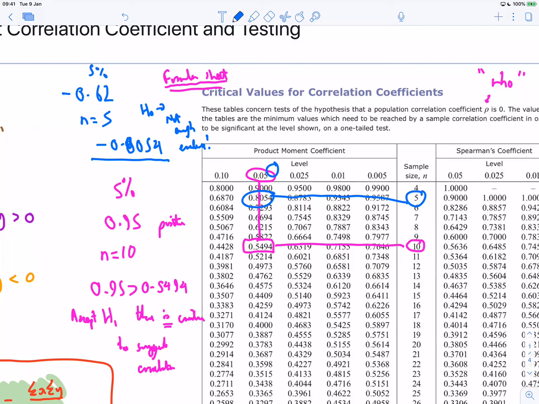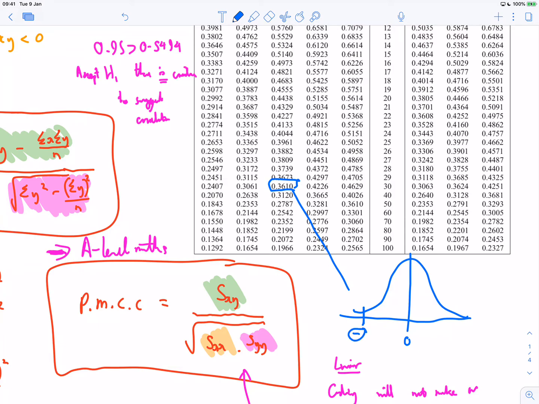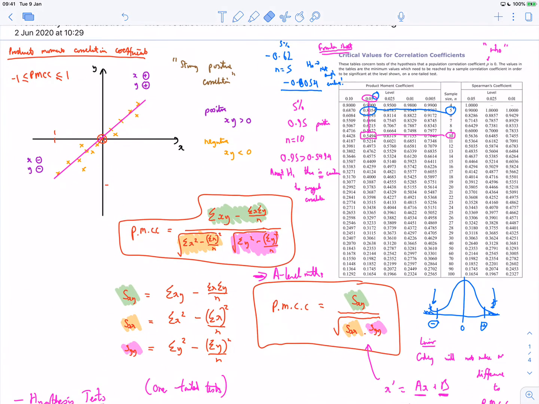Whenever you want to test for a positive correlation, you just read the table as is. If it's a negative correlation, then you have to be more negative. Imagine this is almost like a normal distribution, where zero's in the middle, the negative values are down there and the positive ones are up there, and the critical region is always in these outside bits. So if you want to test for a negative correlation, you look at that bit, and if it's positive, you check out the bit to the right. Yeah, that's pretty much it.